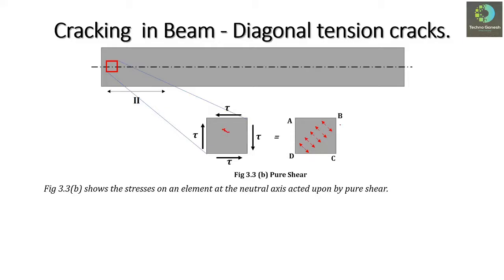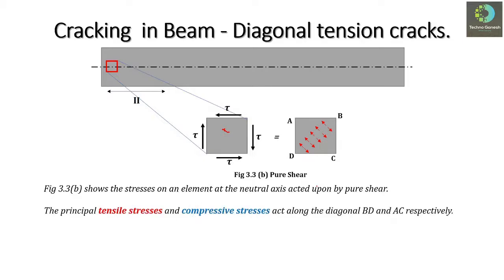As you can see here, clearly marked, the tensile stresses due to these stresses are going to act in this direction. And similarly, due to these stresses, the tensile stresses are going to act on the element in the opposite direction. So these tensile stresses are the principal tensile stresses. Similarly, along with these principal tensile stresses, the principal compressive stresses are also going to act on this element.